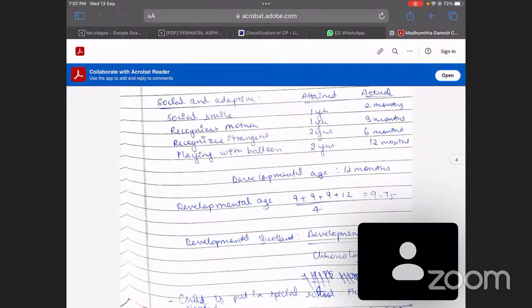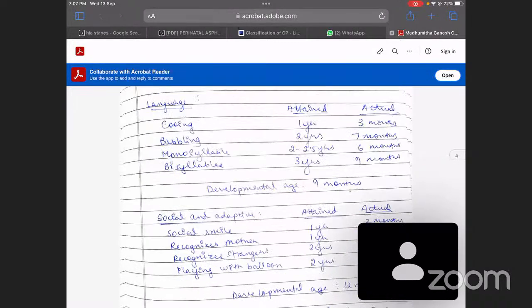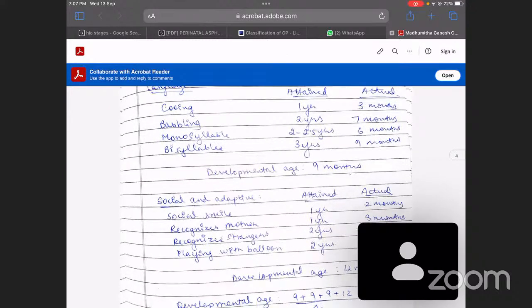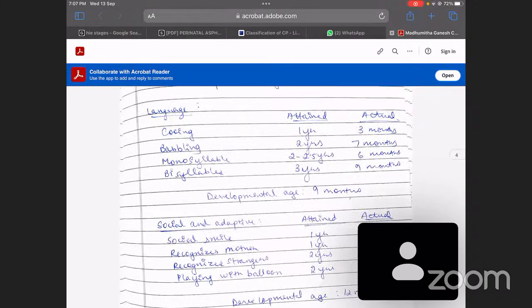You can go for the next system. When checking for developmental history, vision and hearing should also be tested, because there can be a delay in development because of vision or hearing problems as well.